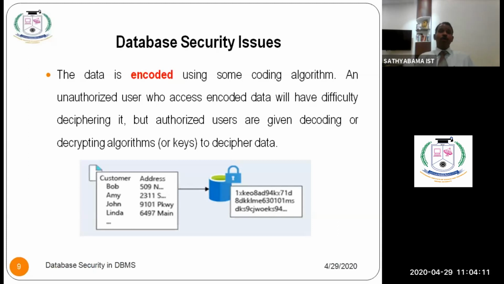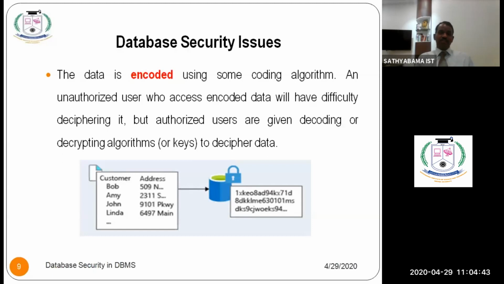To decrypt that encrypted data, only the authorized user uses decryption algorithms to decipher it, that is, to convert it from ciphertext again into plain text, or the original data. So we are using decryption algorithms, and we have different encryption algorithms to protect the data. That comes under the security features.